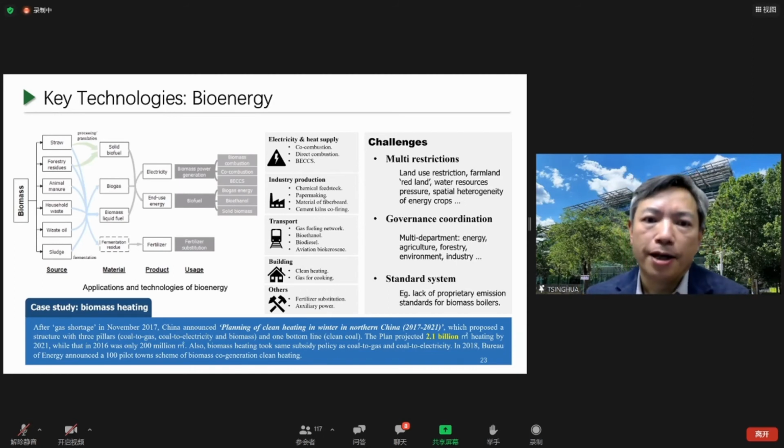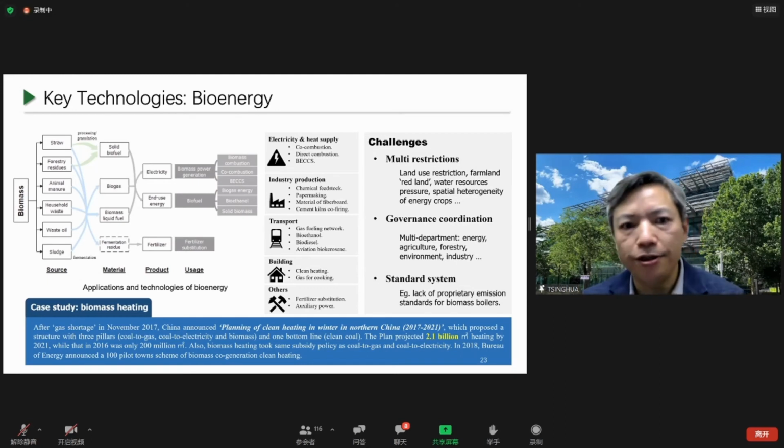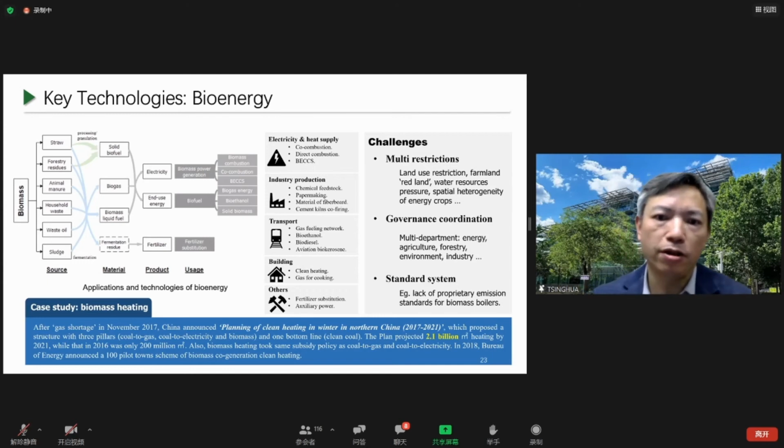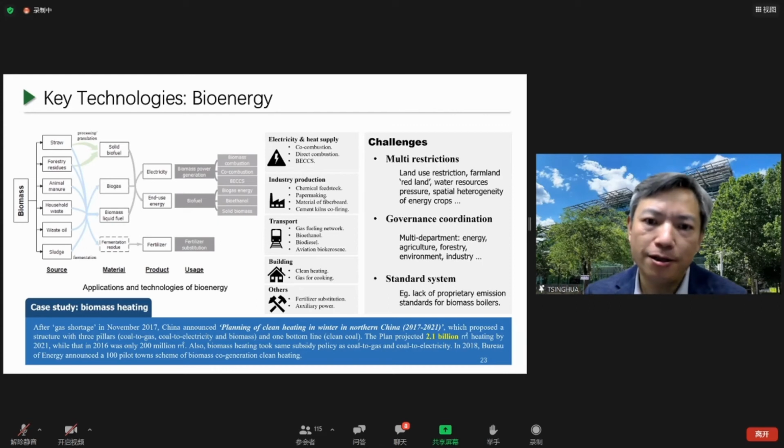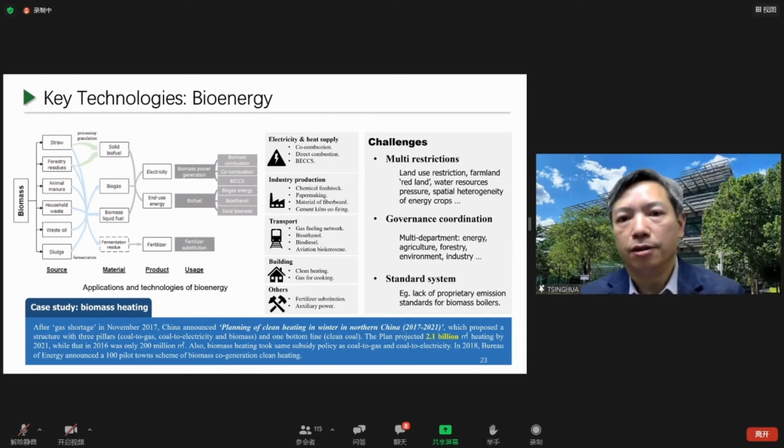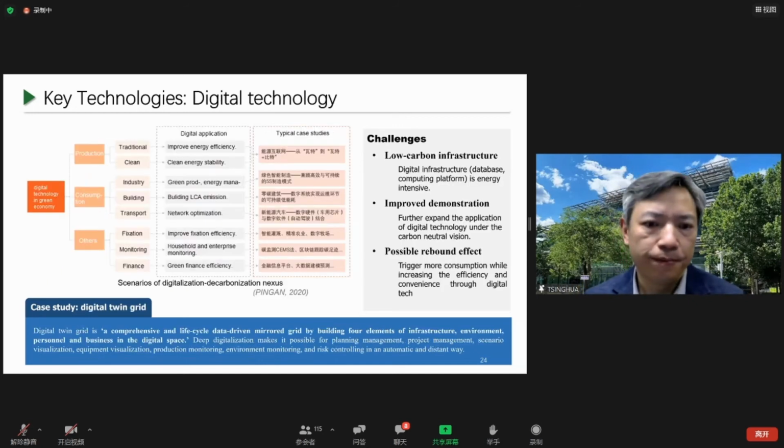In this regard, a number of programs have been launched in China to overcome the challenge and promote the development of bioenergy. One is planning of clean heating in winter in northern China. 100 pilot towns are promoted to blend biomass in heat generation, and we would like to see more and more of this type of program implemented in the short-term future.